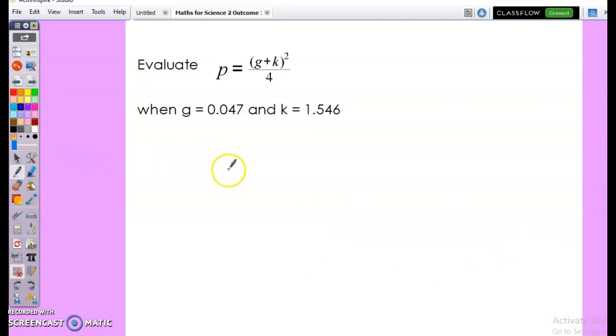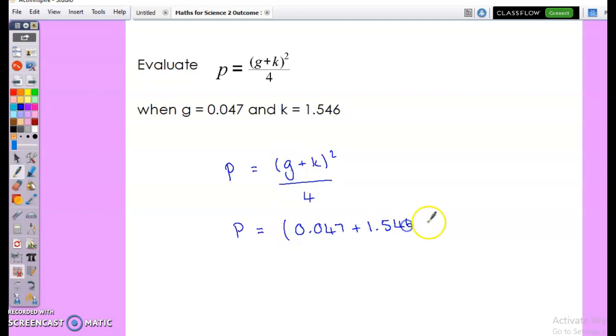Okay. The next one we've got P equals G plus K all squared all over 4. Not a formula I recognise. Probably one that's used in science somewhere. So substituting in our numbers then, G is 0.047, K is 1.546. We're going to square that and divide it by 4.